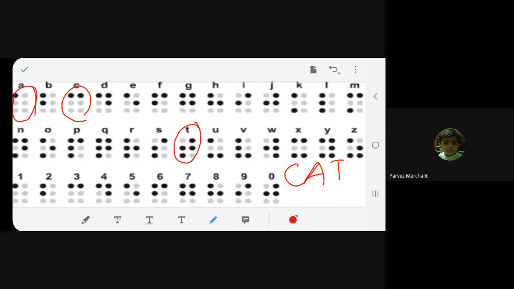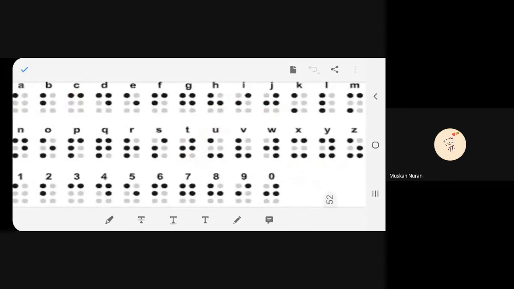So this is how they decipher. Decipher. I'm giving you a new word. Decipher means to find out, to come to know what exactly it is. Understood, beta? Understood? Okay.